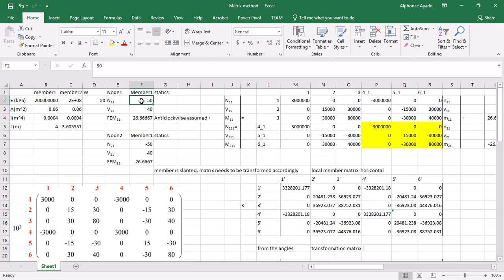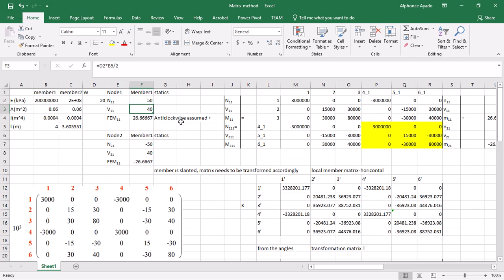So on node 1, the applied axial force is negative 50. To equate that, we need 50. So 50 there, and then the shear force is just WL over 2. So the D2 is what? D2 is the load, the UDL.